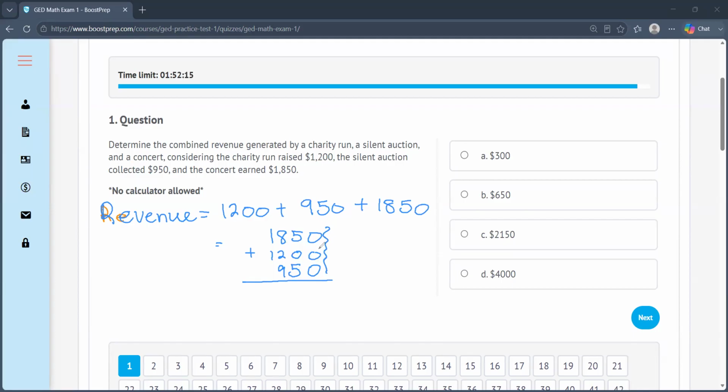So we'll start with the furthest right: 0 plus 0 plus 0 is 0. What's 5 plus 5? 10. Carry the 1. So what's 9 plus 2 plus 8 plus this 1? Let's see, 9, 10, 11, 12, 13, 14, 15, 16, 17, 18, 19, 20. So 0, carry the 2. And then what's 1 plus 2 plus 2? That's 4. So it is a total revenue of 4,000. Right? Not too bad. You can do this, right?